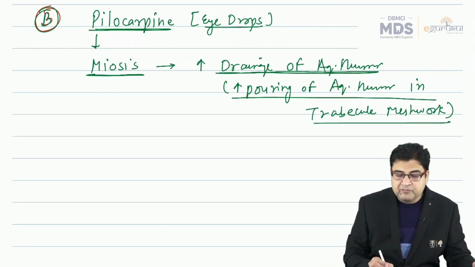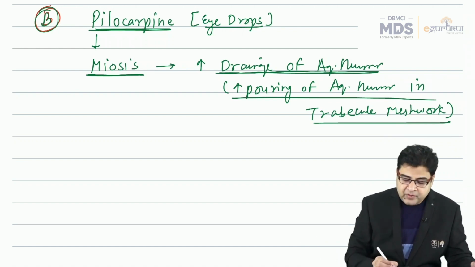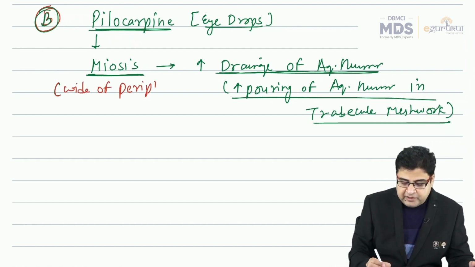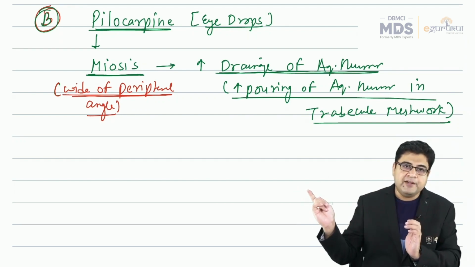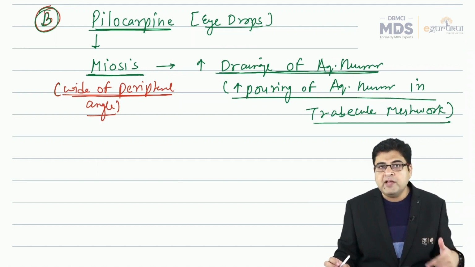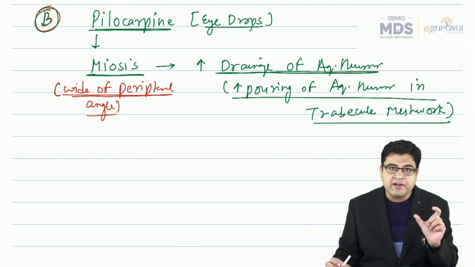Pilocarpine will cause meiosis, and as a result of meiosis, this medicine will cause widening of the peripheral angle, the angle which is present in the eyes. The pupil comes towards the middle. When the pupil becomes small, the angle will become wide. They are just opposite to each other. So pilocarpine makes the pupil small and the angle in the eye wide.